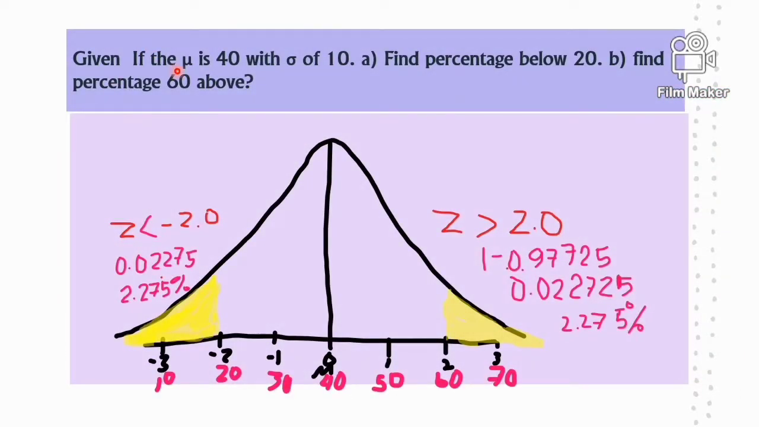Given that the mean is 40 with a standard deviation of 10, find the percentage below 20 and the percentage 60 and above. So we write 40 here, with a standard deviation of 10. 40 plus 10 is 50. 50 plus 10 is 60. 60 plus 10 is 70. 40 minus 10 is 30. 30 minus 10 is 20. 20 minus 10 is 10.